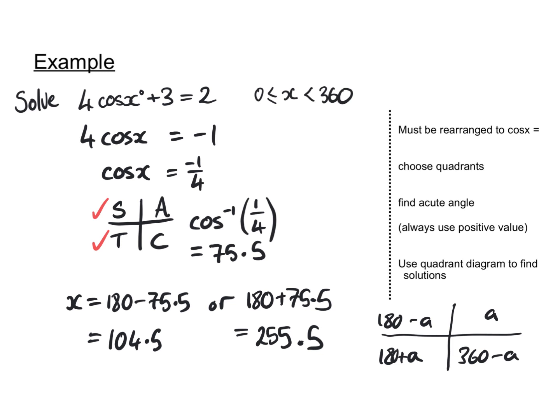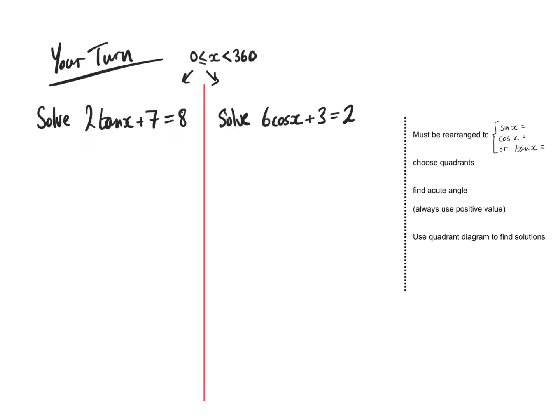255.5. Now, what we have on this page is two questions for you to try yourself. So you can pause the video, try both questions, or try one question, then press play to go through it, and then try the next question and press play to go through that. It's up to you. So pause the video. Once you've done one or both, press play again to go through them.